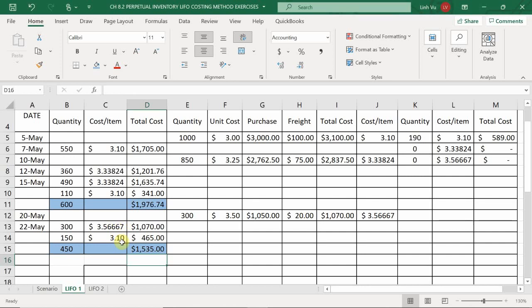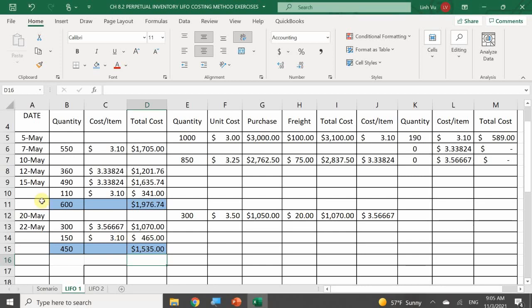Okay? So as we're looking at LIFO, we're noticing that this is what's happening. No matter every time we purchase something, we're eliminating the last batches and we're having the first batch remain in our inventory at all times. Okay.